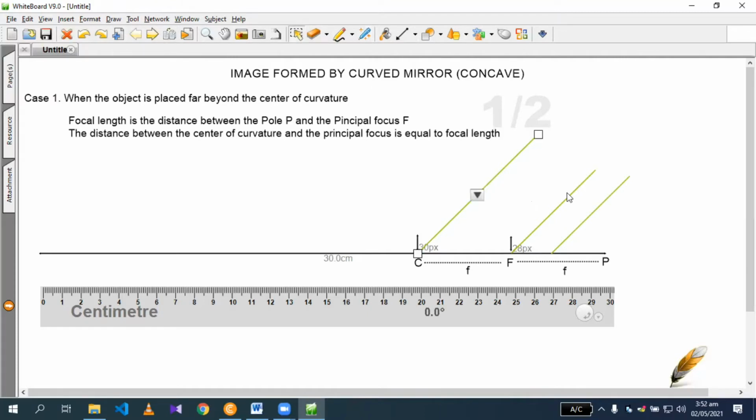Now, one thing for you to note: the distance between the principal focus and the pole is called the focal length F. And whatever your focal length is, if it is 2 centimeters here, you must also have 2 centimeters here, because the distance between your center of curvature and your principal focus is also the focal length. So they have equal distance. If you have 4 here, you must have 4 here. If you have 3 here, you must have 3 here.